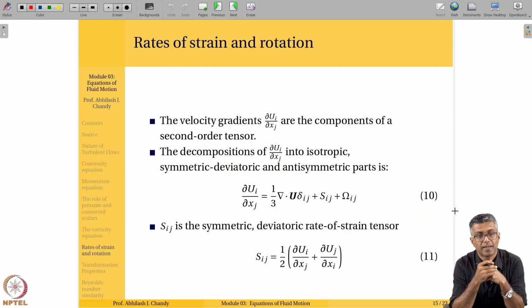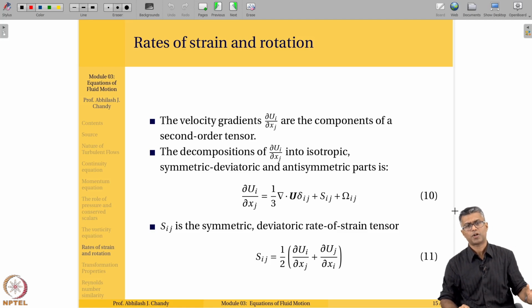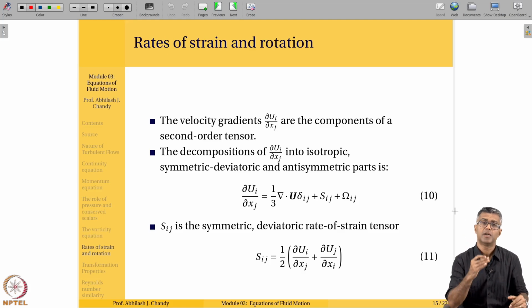Now let's look at the role of rates of strain and rotation. If I consider the velocity gradient, which is del ui del xj, these are components of a second order tensor. Because I have u1, u2, u3 and x1, x2, x3, I'll have del u1 del x1, del u1 del x2, del u3 del x3, del u3 del x1, and so forth. I'll have multiple components like that. So I have a second order tensor, 3 by 3, 9 components.